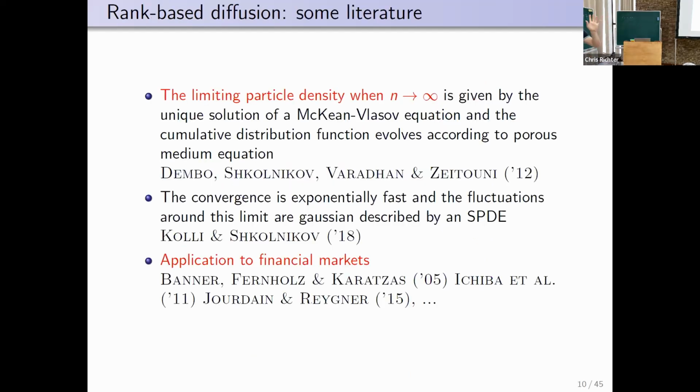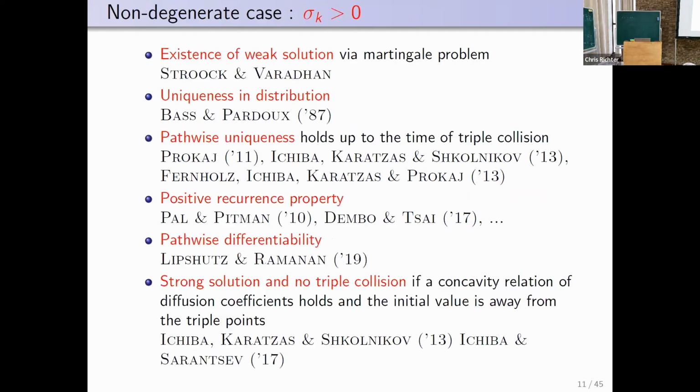So I don't know the literature very well, but I made this slide to tell you that a lot of work has been done on this kind of process. A lot of smart people studied it. The limiting particle density when the number of particles goes to infinity, for example, is described by the McKean-Vlasov equation. And of course, there are some applications to financial markets. I won't detail them, but if you want references, there are a lot on this model. And to begin, I'm going to focus on the non-degenerate case.